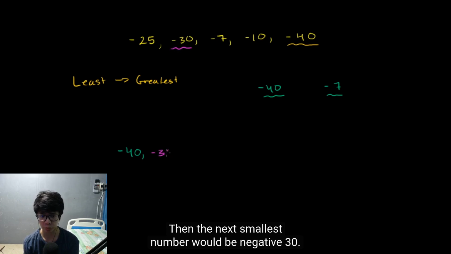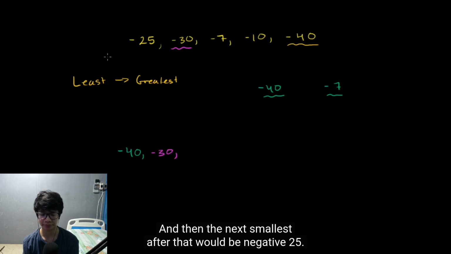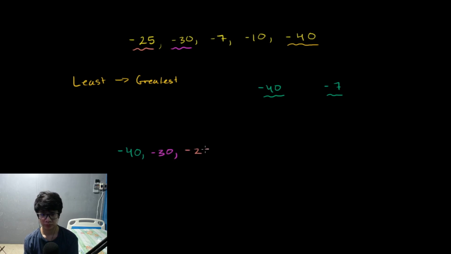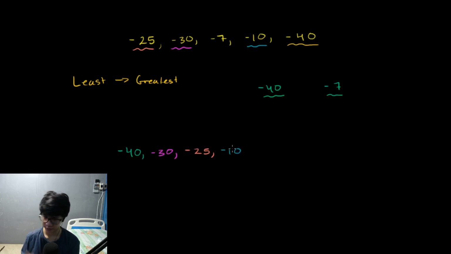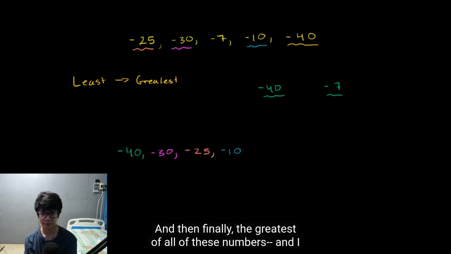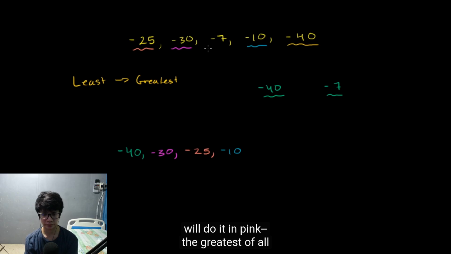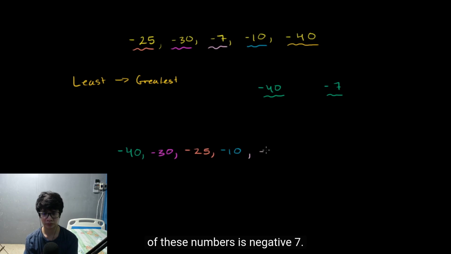It would be negative 30. And then the next smallest after that would be negative 25. Negative 25. And then the next smallest after that would be negative 10. Negative 10. And then finally, the greatest of all of these numbers, and I will do it in pink, the greatest of all of these numbers is negative 7.